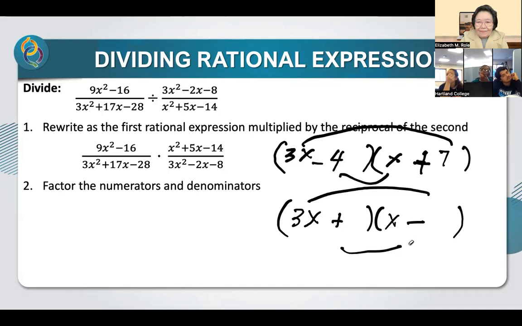We'll put minus for this side on the 3x, and then plus. So you put -2 at that side, okay? Yeah, so -2 and this is a 4, right? Because -6x plus 4x is -2x. All right.